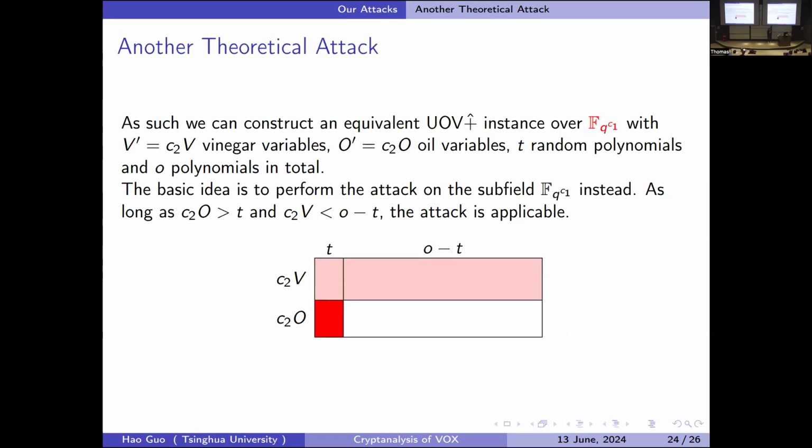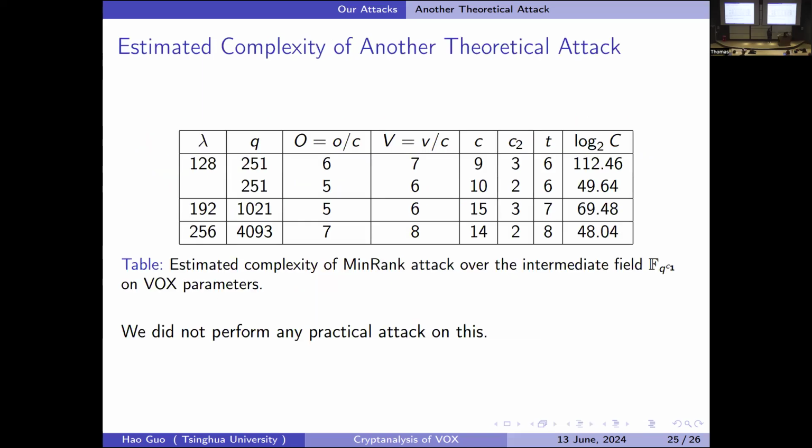Therefore, we can interpret the previous attack of Furue and Ikematsu as this equivalent UOV hat plus instance over F_q^C1. And we have C2V vinegar variables and C2O oil variables here. As long as C2O is larger than T and C2V is smaller than O minus T, this attack will be applicable. And here is some complexity analysis for this attack, and we did not perform any practical attack on this because we think the previous one is good enough.